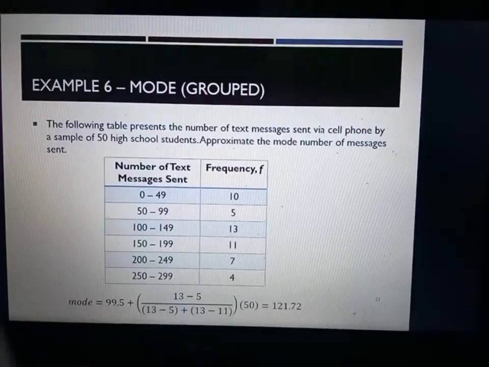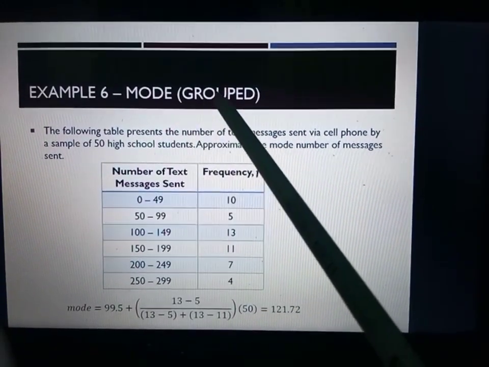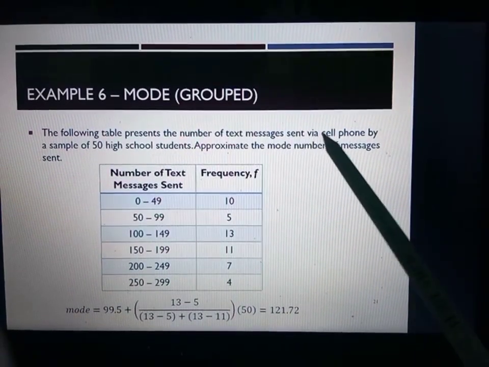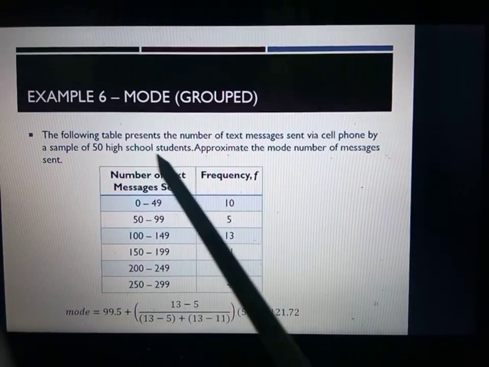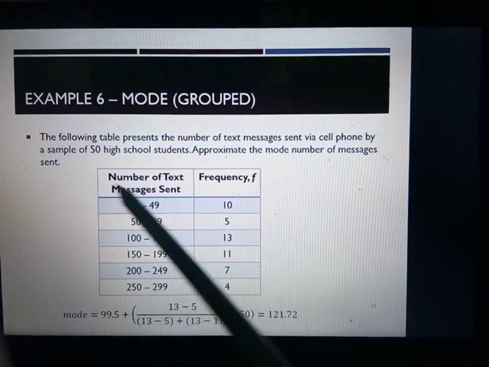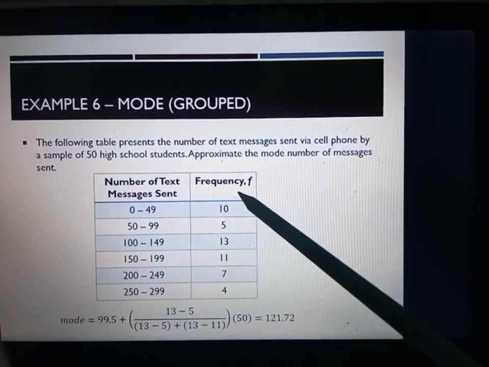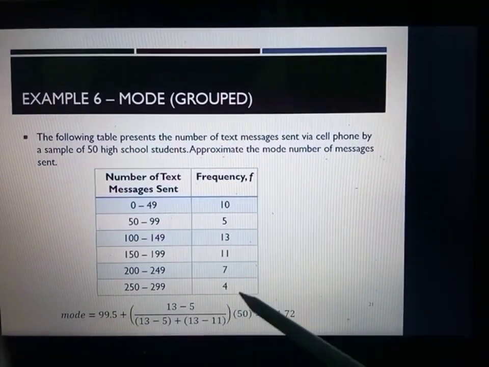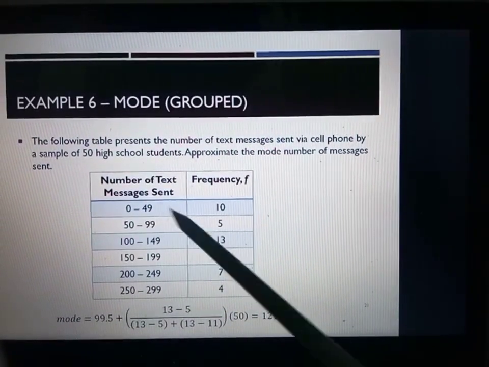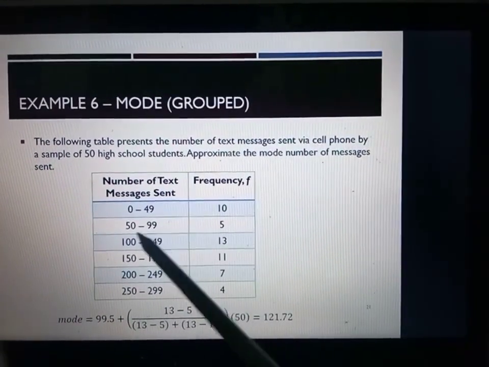Okay, example 6, finding the mode for grouped data. The following table presents the number of text messages sent via cell phone by a sample of 50 high school students. Now approximate the mode number of messages sent. This is the class for this grouped data and the respective frequency. Using the formula as given in the earlier slide, the mode class falls in the class with the highest frequency. So this is the mode class.